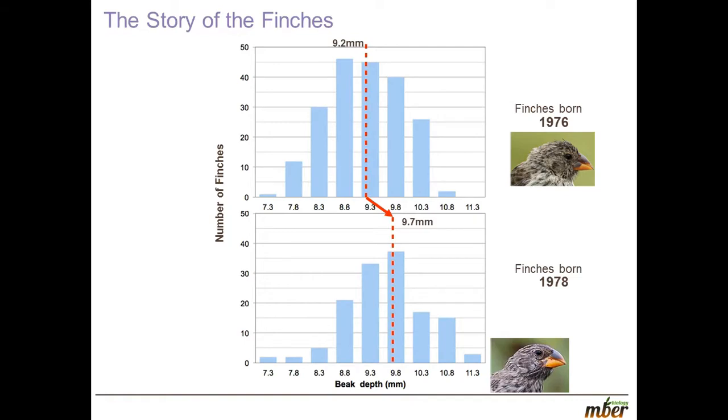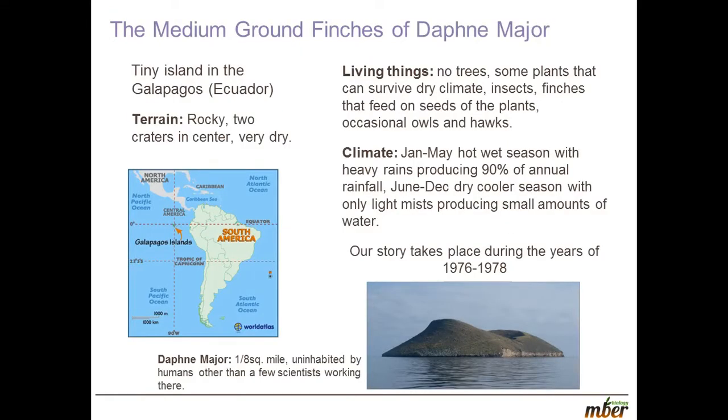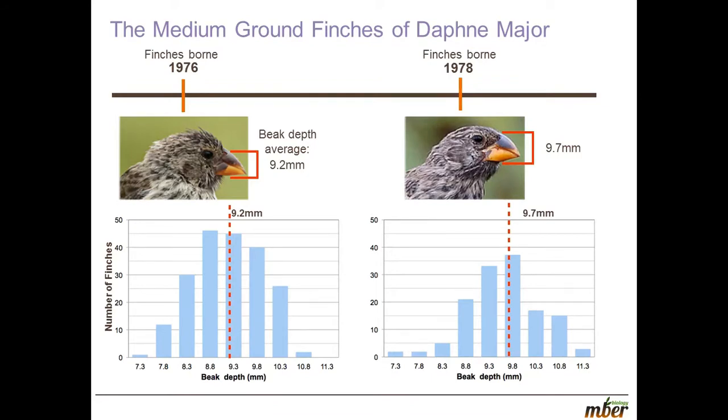So what do we see here? Well, we see variation. We see that in 1976, the average beak was 9.2, and in 1978 the average was 9.7. That shows that there is variation within a population. Not all finches have the same size beak. This just gives you background information about this area. We're going to go ahead and skip through that for right now. So again, we've got our variation going on.